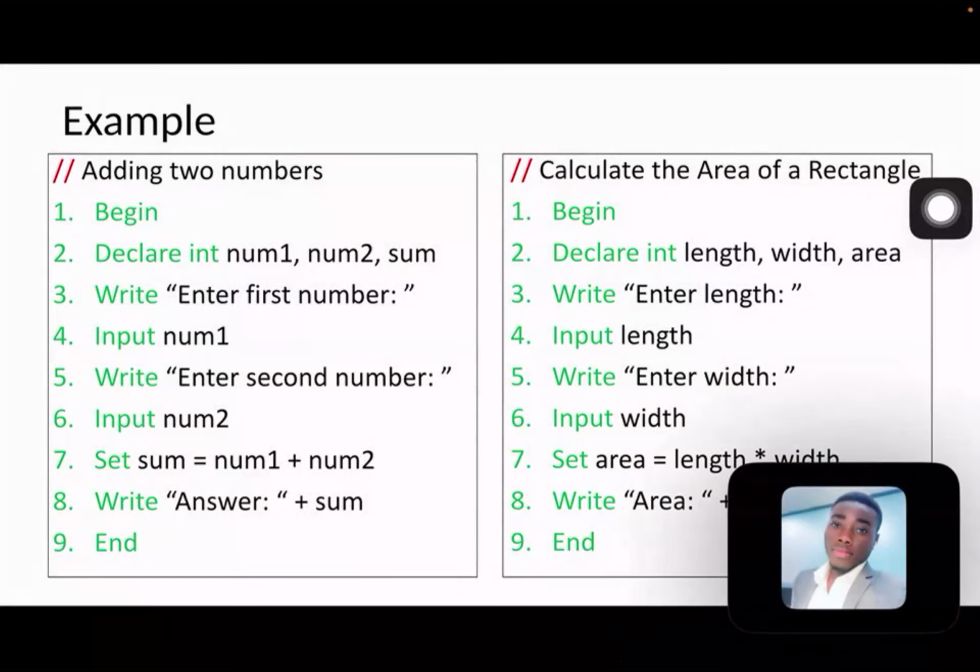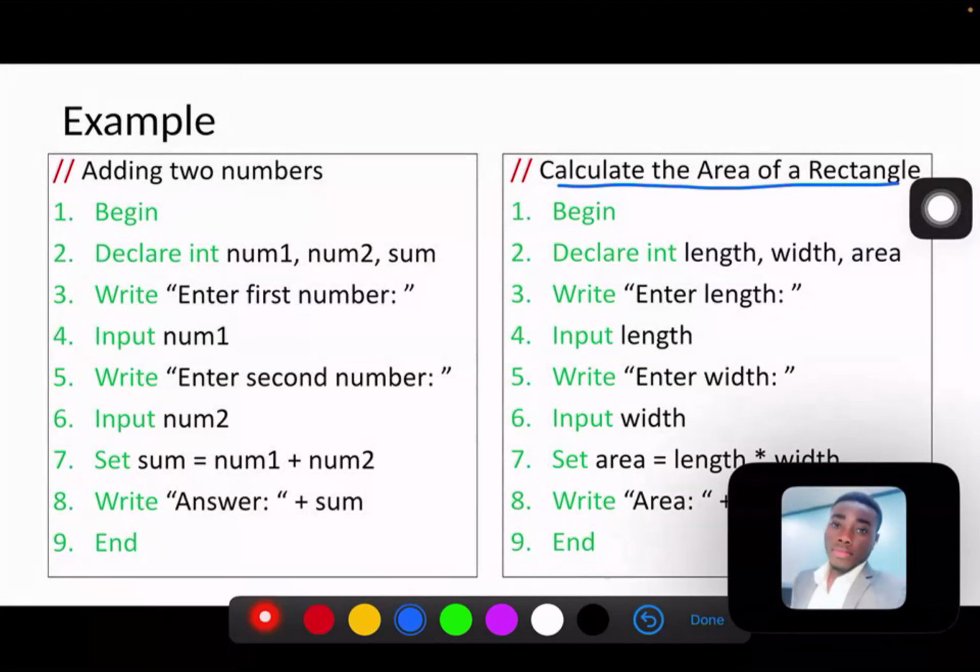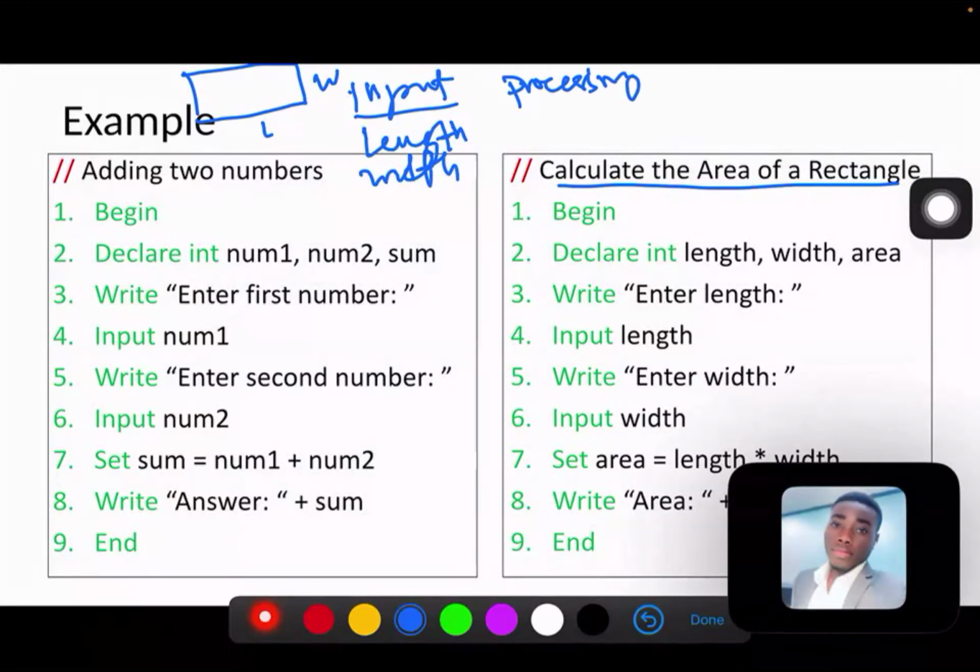Now, here we want to calculate the area of a rectangle. What are the inputs? For a rectangle, those of you who have forgotten what it looks like, we have the length and we have the width. So we need a variable for length and a variable for width. Then what is the process? After collecting the length and the width, you calculate the area. It's equal to the length times the width.